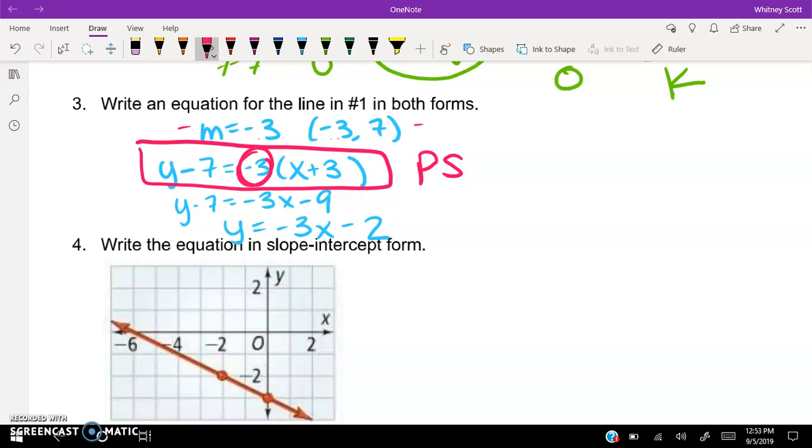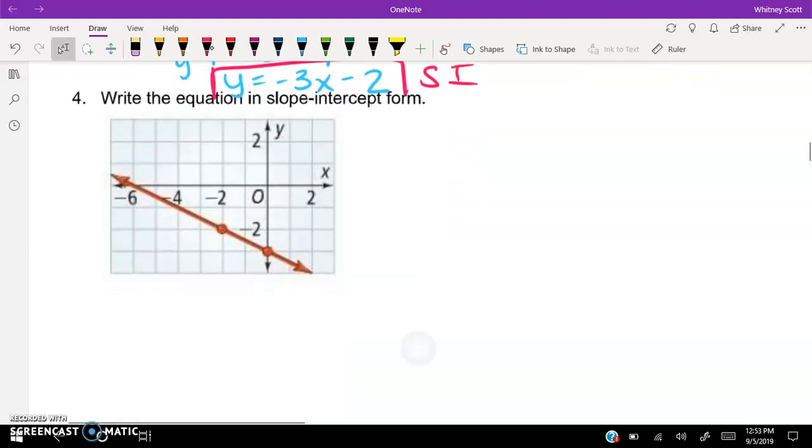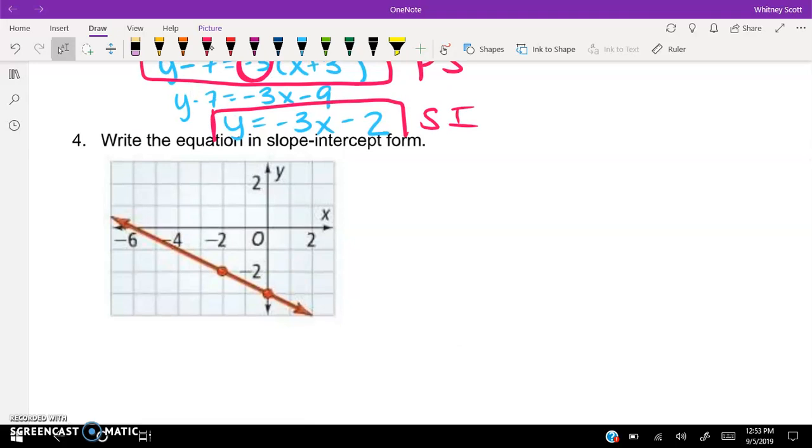But I distributed and solved for y, and this is my slope intercept. So there's both my equations, just in a couple of steps. So just to review, we're going to write the equation in slope intercept form. Always pay attention to your units. So -1, -2, -3. So that's my b.